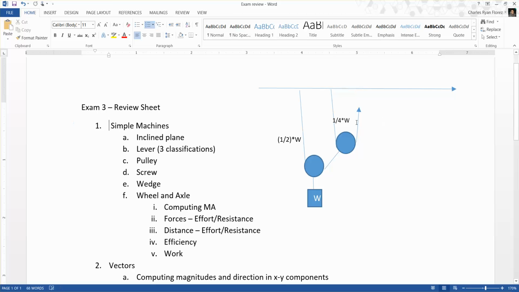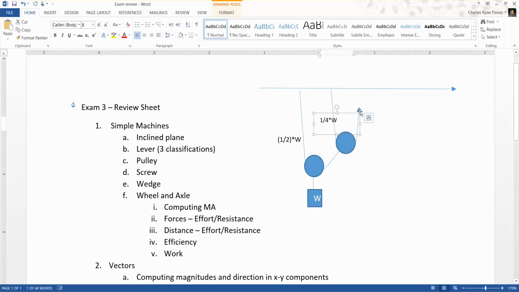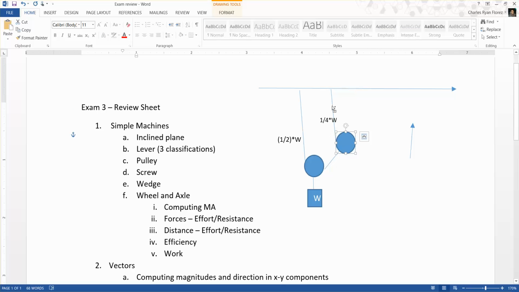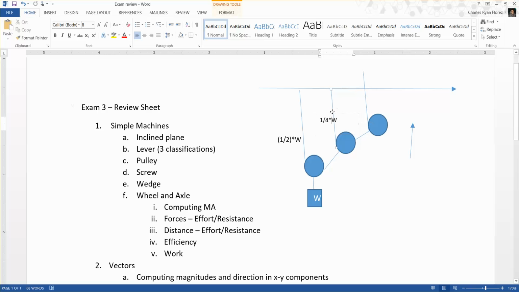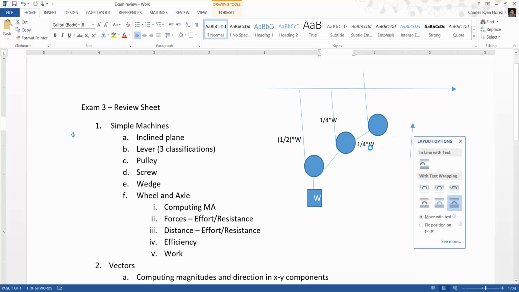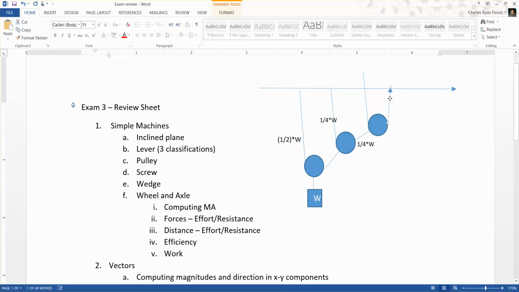Okay, and if I do it one more time with the very last pulley, then you'll notice that we'll be cutting this 1/4 W in half once again. So this string here would be feeling 1/2 of 1/4 W, and this string here, which you're pulling up, would also be feeling 1/2 of 1/4 W. So that's pretty much the entire example that I went over in the review.